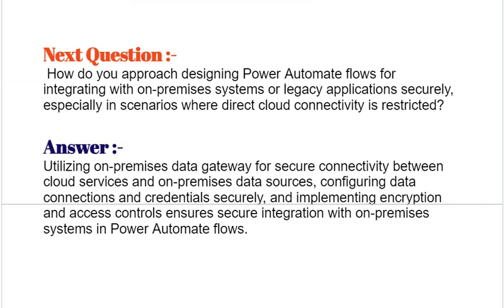Your answer should be: utilizing an on-premises data gateway for secure connectivity between cloud services and on-premises data sources, configuring data connections and credentials securely, and implementing encryption and access controls ensures secure integration with on-premises systems in Power Automate flows.